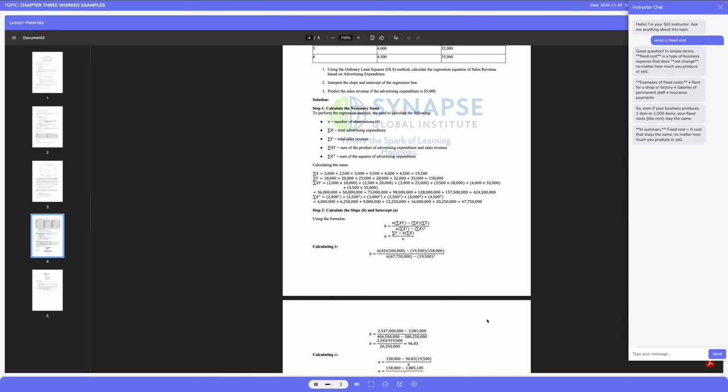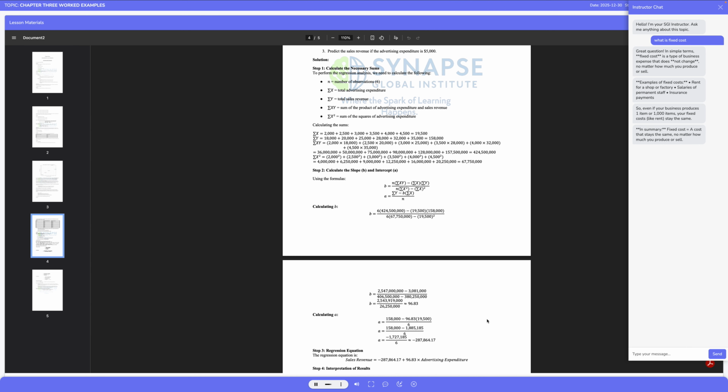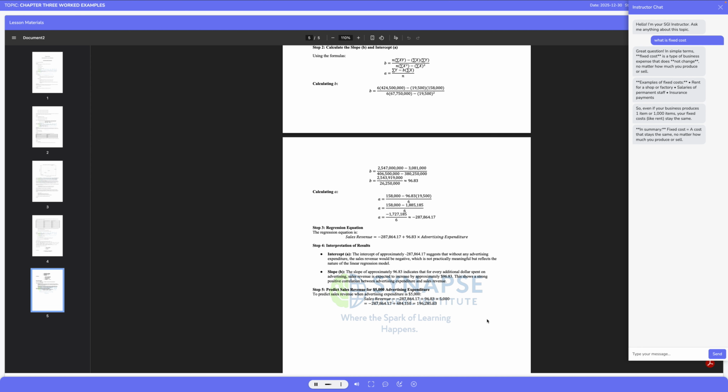The second step is to calculate the slope of the regression line, denoted by B. The slope measures the change in sales revenue for a 1-unit change in advertising expenditure. Using the OLS formula, the slope is calculated by taking the difference between n multiplied by the sum of xy and the product of the sum of x and the sum of y, divided by the difference between n multiplied by the sum of x squared and the square of the sum of x. Applying the values given results in a slope of approximately 96.83. This means that, on average, every additional dollar spent on advertising is associated with an increase in sales revenue of about $96.83.